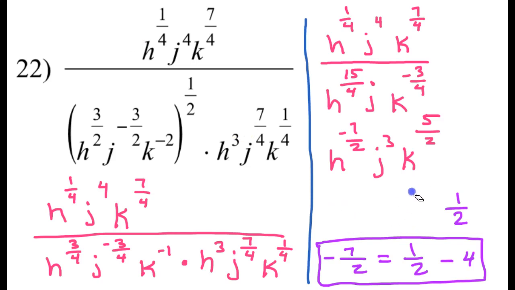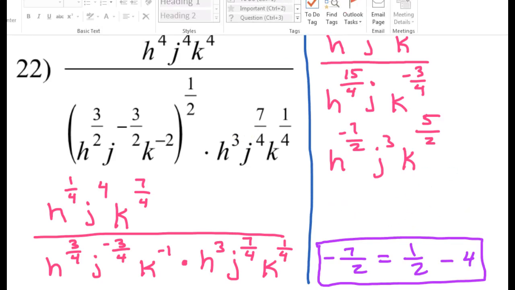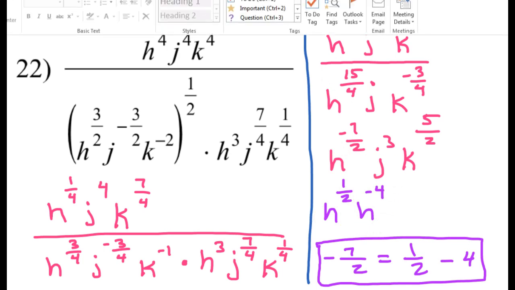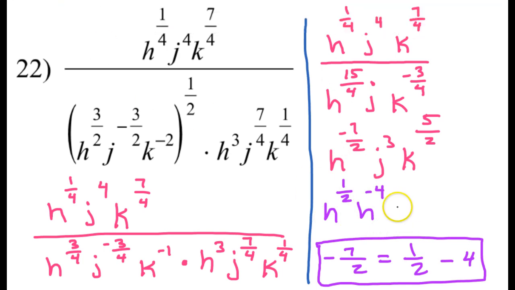Okay, let me just move this stuff out of the way. So what I can do is I can split this h factor apart into 2 h factors using these two numbers as the exponents. So we'll rewrite this as h to the 1/2 power times h to the negative 4 power. Alright, I just split that h apart into these two. And I'll just bring down the rest. So I will bring down the j to the 3rd power, and I'll bring down the k to the 5 over 2 power.